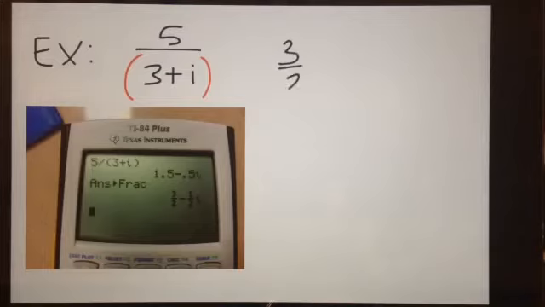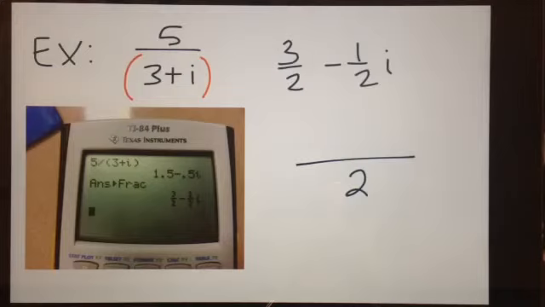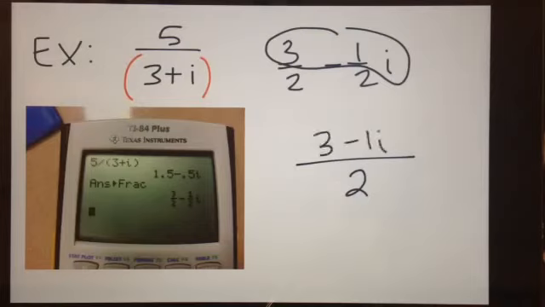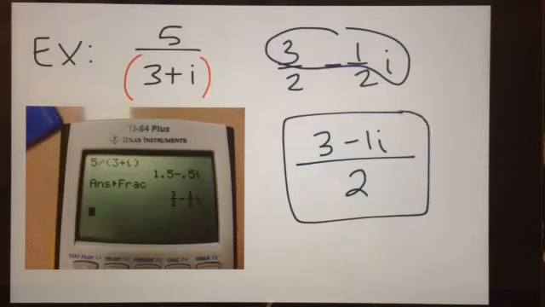Now on your paper you can go ahead and write 3 over 2 minus 1 over 2 i. Nobody writes the answers like that. They write it as one fraction. So 2 is the denominator for the whole problem, and then the numerator is going to be 3 take away 1i, or just 3 take away i. So that's how we're going to be writing our answers. That means that when we're doing those division problems, you have to be just a little bit careful because the answer on your calculator screen will need to be adjusted a little bit before you put it on your paper.